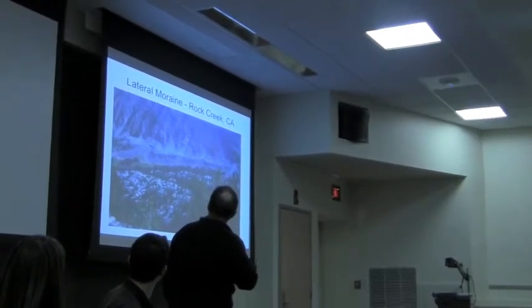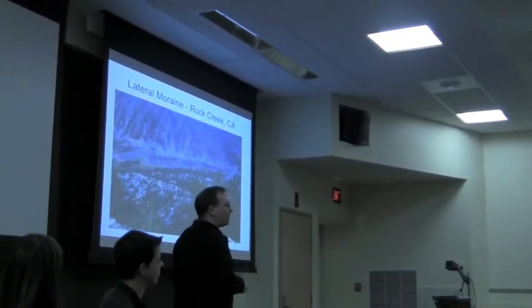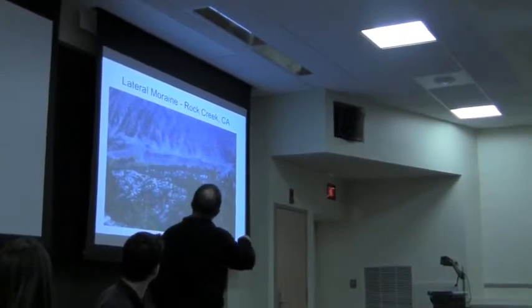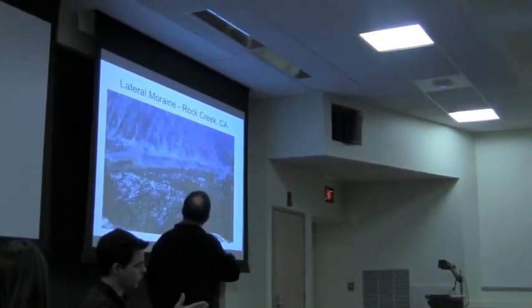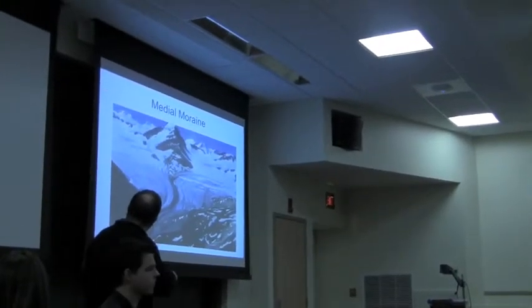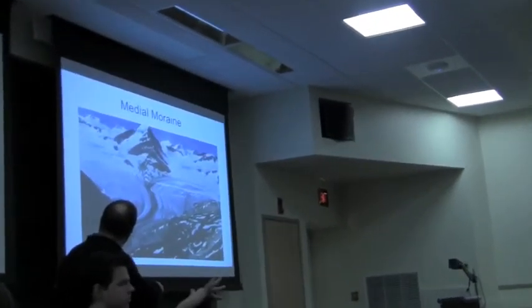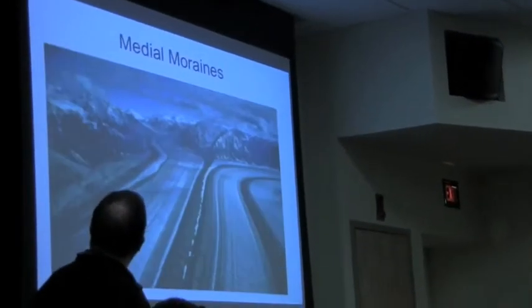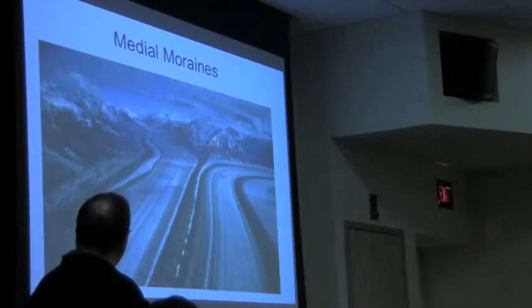This is another example of a lateral moraine here. It's along the side of the mountains where the glacier met the side of the mountain, and it left this pile of till along the bottom. This is an example of a medial moraine being formed, right? You can see the dark line down the middle as this glacier and this glacier come together. This is another example of a medial moraine here.